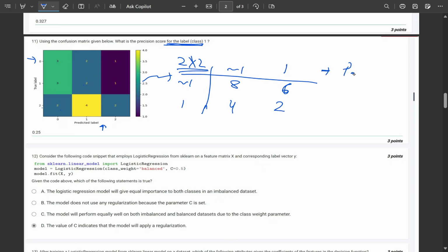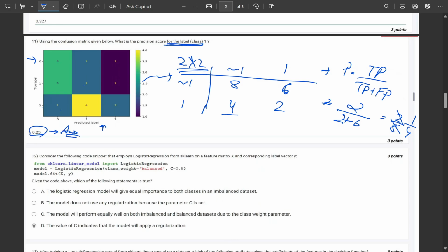Now based on this, we have to calculate the precision score. So precision is equal to TP by TP plus FP, right? So what will be our values here? TP is the true positive, which is 2, and what will be our false positive? This is the false positive. So 2 by 8, that is 1 by 4. So 0.25 is the answer. I hope that's pretty clear, but the main idea here is that you have to convert this 3 by 3 matrix to a 2 by 2 matrix. So keep that in mind while solving this one.